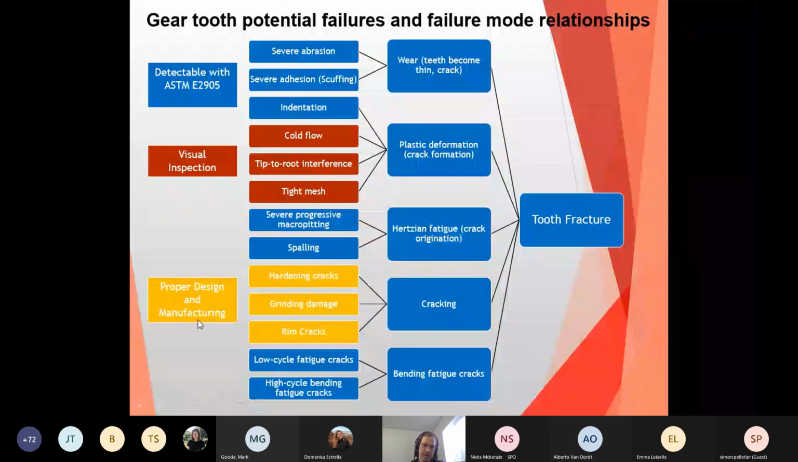And then other methods really should be controlled within the design and manufacturing step, where we look at hardening cracks, grinding damage. I mean, carburized pinions in particular are prone to grinder burn and other types of manufacturing damage. But those are also generally detectable with the other methods if they do make it past the manufacturing step and into operation. And the whole objective is to catch these failure modes early, monitor them, and then get them addressed before they lead to that tooth fracture.